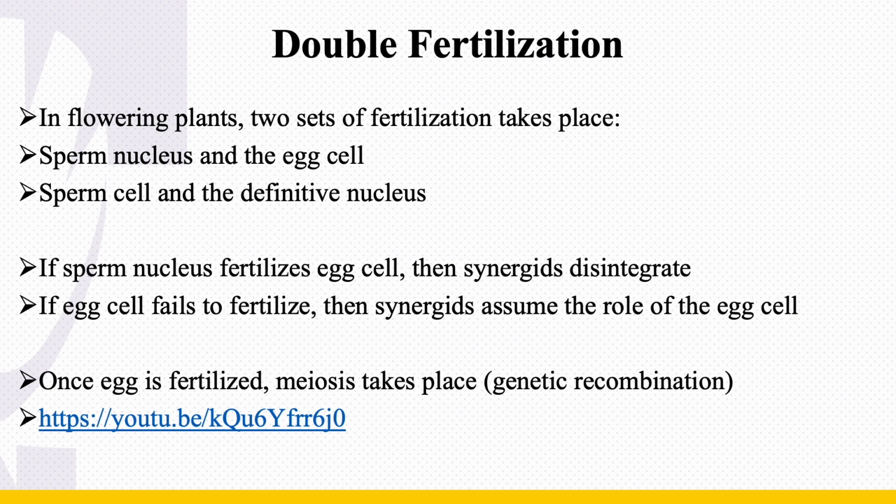All right, so once that happens, there are two sets of fertilization. That's why it's called double fertilization. So we have the sperm nucleus and the egg cell, which is what we want, or we have the sperm cell and the definitive nucleus. And so if one fails, then the other fails, right? If the sperm nucleus fertilizes the egg cell, then we get what we expect, the normal fertilization. If the egg cell fails to fertilize, that other synergid will then assume the role of the egg cell, and then it will be fertilized.